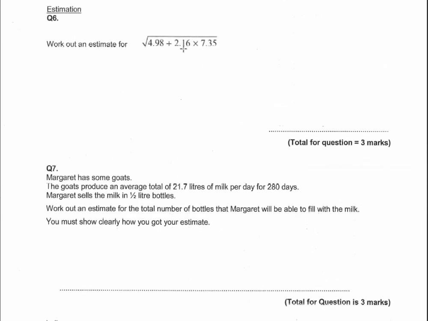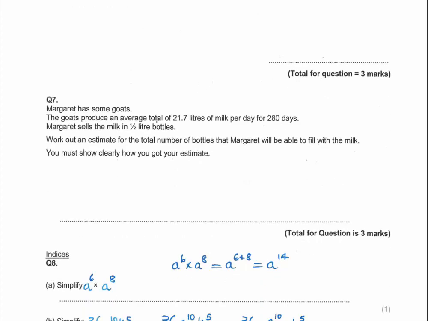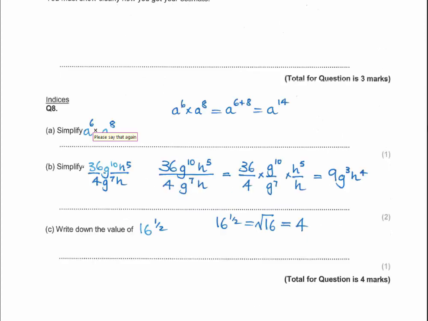This one here, round each number to one significant figure, and then do the calculation. Don't try and work it out exactly and then round it off. That's not what an estimate is. Here, once again, it's an estimate. So don't work out 2.7 litres times 28. Round each number to one significant figure and then do the calculation.